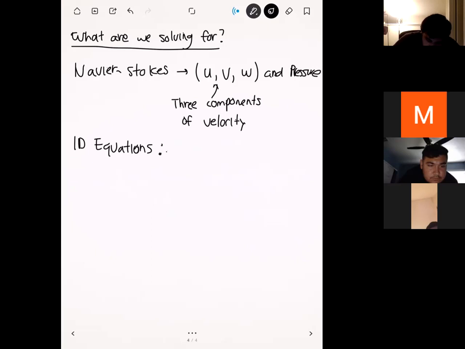And so for the 1D equations, we're going to solve for the following quantities instead. Instead of the x, y, and z components of velocity, what we're going to be solving for instead is the flow. We're going to denote that as Q of Z and T, right? That's flow as a function of Z, which is the spatial coordinate down the central line of the vessel, and T, which is time, okay?